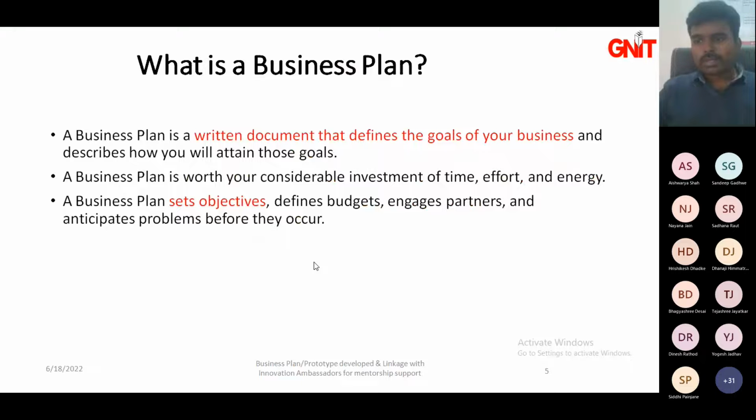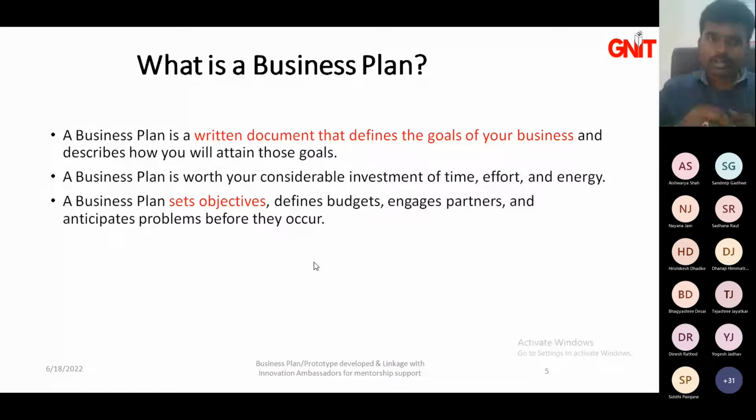So now comes the business plan. So what is a business plan? A business plan is nothing but a written document which defines the goal of your business. So I'm just going to develop a medicine for the sugar industries. There are sugar people, which is diabetic people. To reduce diabetes, I'm going to define certain tablets or anything. So that is the business plan. That is the goal of your business.